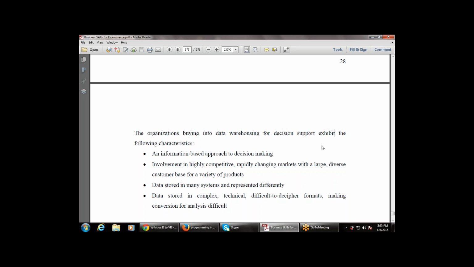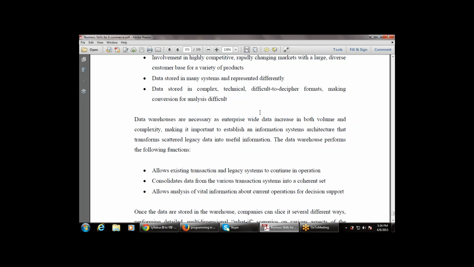And these are the various features: this is a tool, this is an application-based data that is used for decision making, involvement with a large, diverse customer base, data stored in many systems and represented differently, data stored in complex, technical, difficult to decipher formats, making conversion for the analysis difficult.